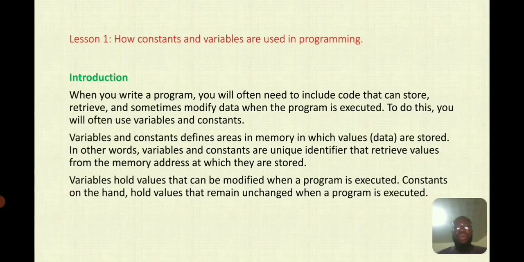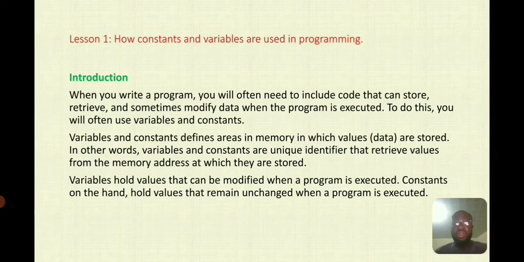Now, when you write a program, you will often need to include codes that can store, retrieve, and sometimes modify data when the program is executed. To do this, you will often use variables and constants. Variables and constants define areas in memory in which values (data) are stored. In other words, variables and constants are unique identifiers that retrieve values from the memory address at which they are stored.